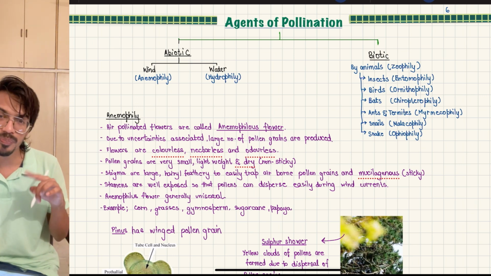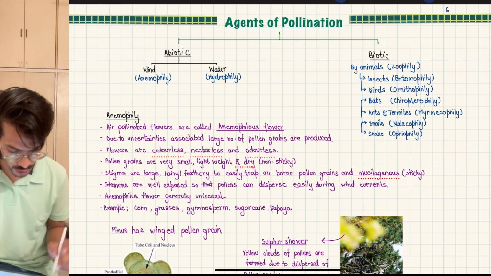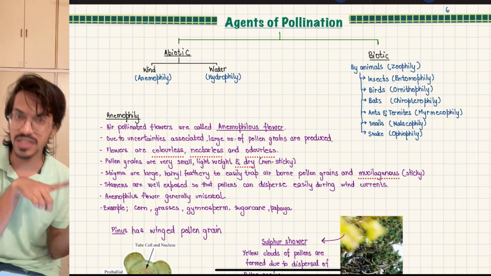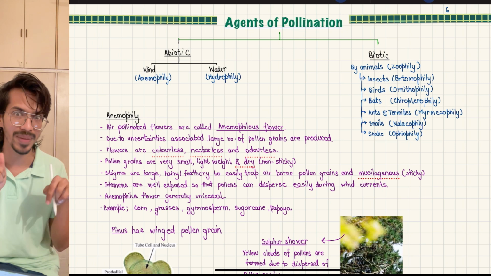Chiropterophily. Okay, so this word is coming: chiropterophily is for bat-related pollination. And wait a second, you know, pollination means what? That transfer of pollen from the anther to the stigma. I hope that you know. Okay, I'm just jumping into the main topic.